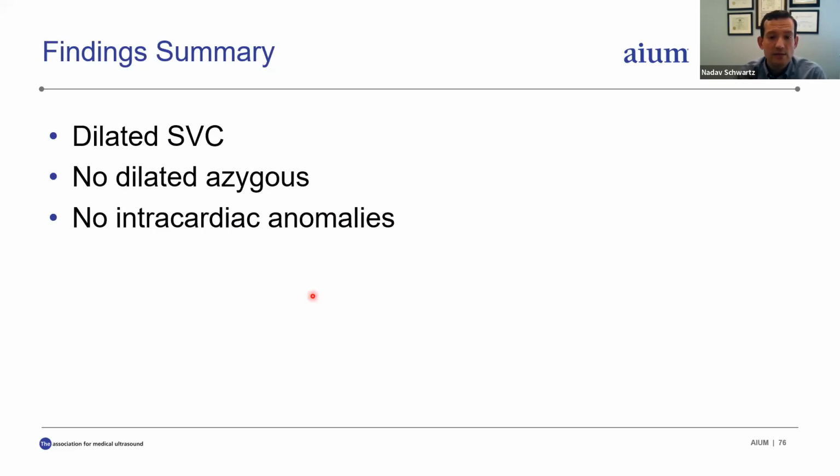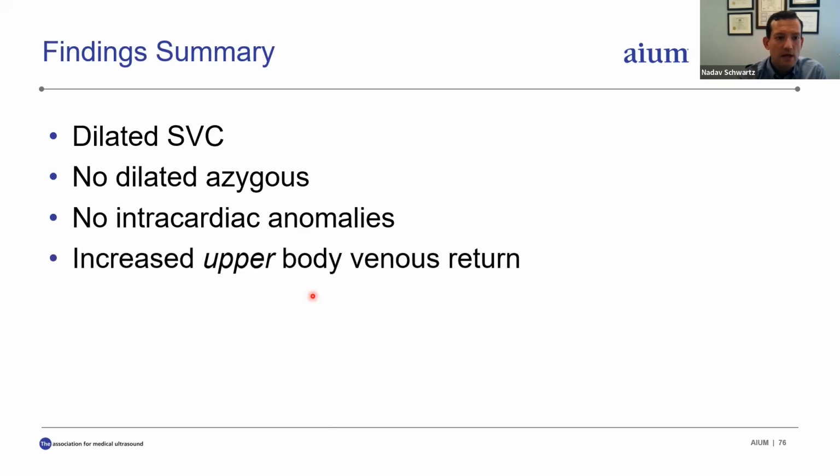There's no azygous. We had no cardiac anomalies. We had no venous anomalies seen in the pulmonary veins or in the IVC, and we have to start thinking, what does that mean? The bottom line is understanding the connections, as Christina went through, understanding what the vessels are supposed to do. We see that there is something going on with venous return.